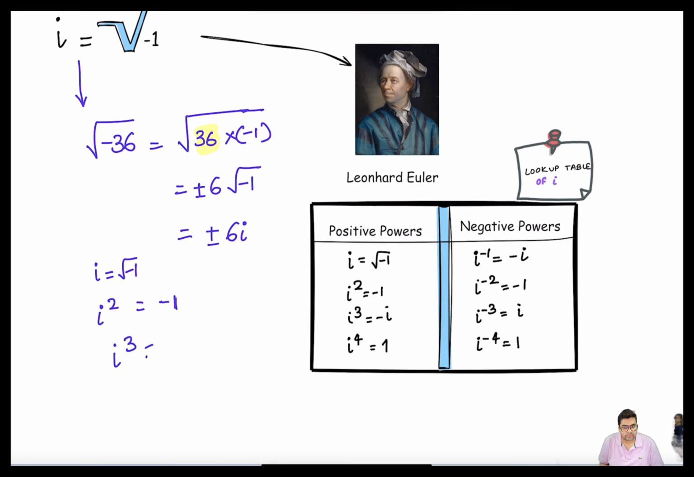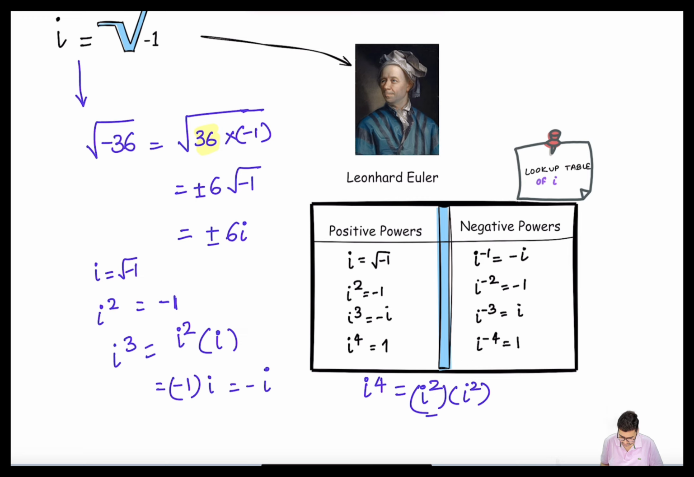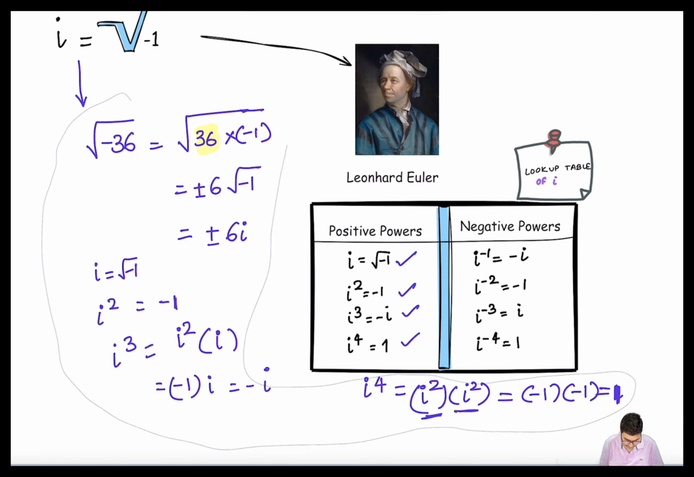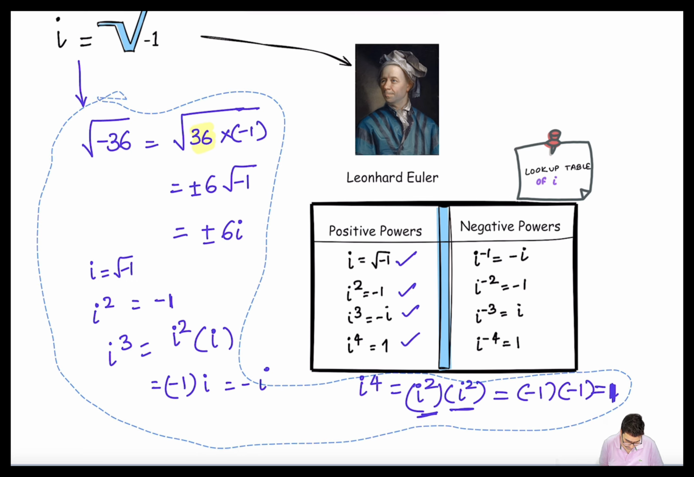If I need i cube, then it's going to be i square into i, which is minus 1 into i, that's minus i. And if I need i to the power 4, well, that's going to be i square into i square. You know that i square is minus 1, so minus 1 times minus 1 ends up giving the answer as 1. So that's why these are the 4 results that you should know. And then comes the question, what happens if I consider negative powers of i? So let me just remove this from here and talk about the negative powers.